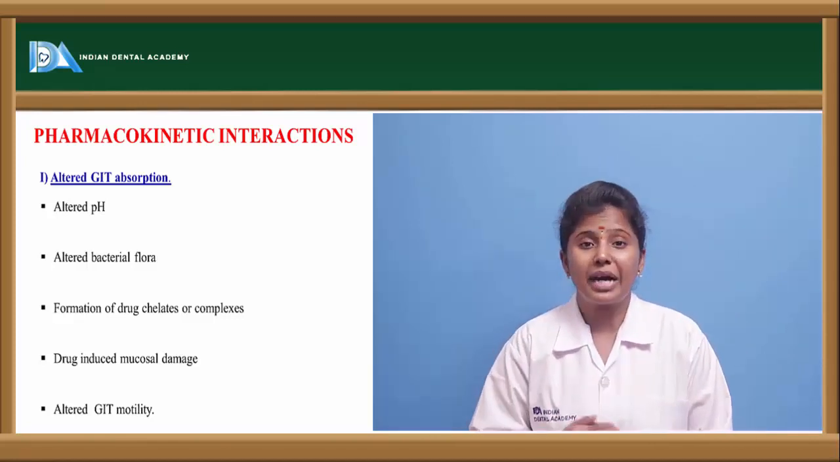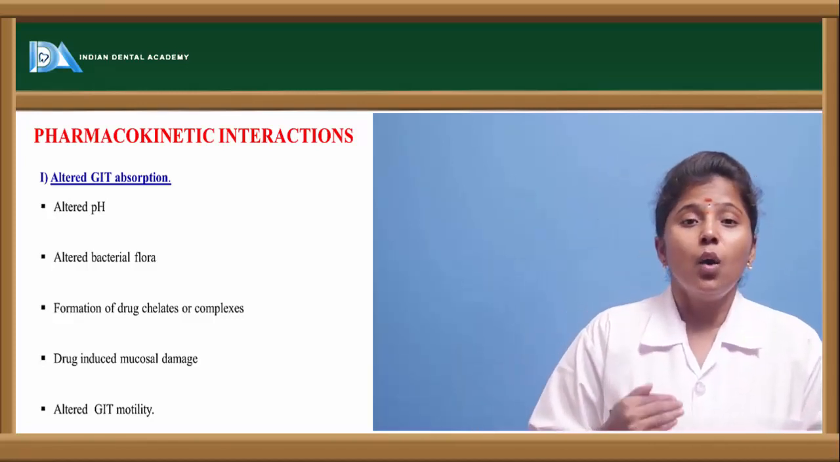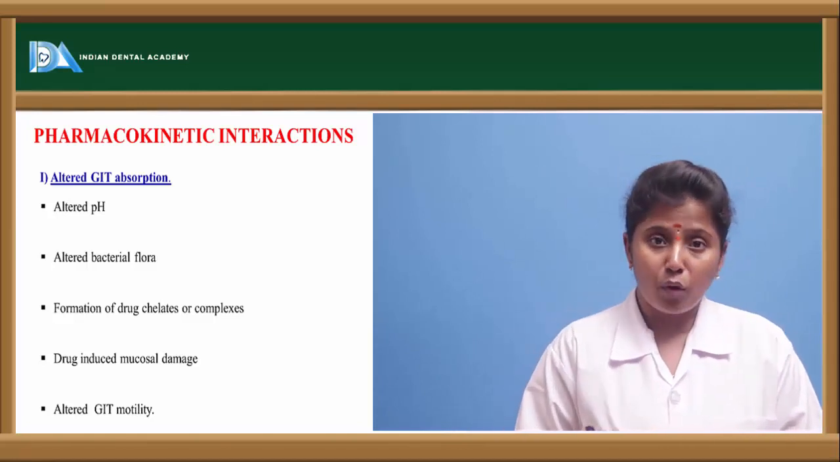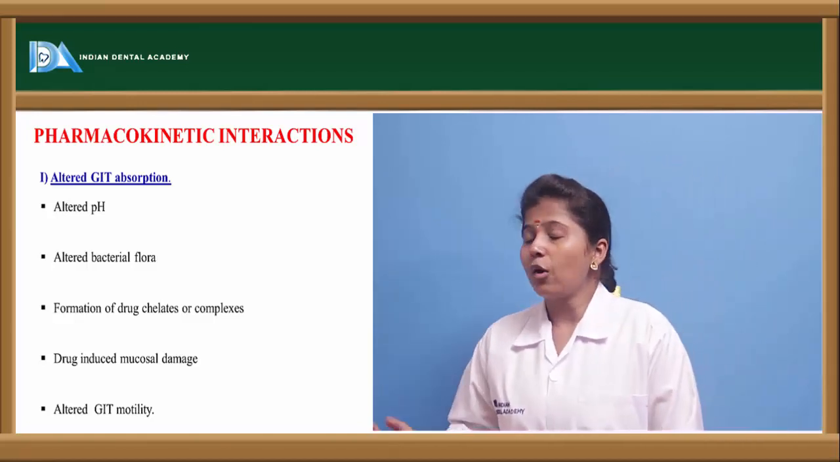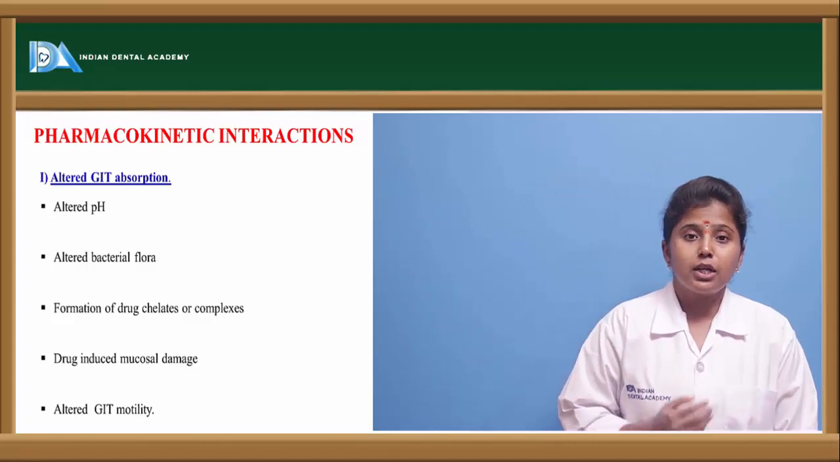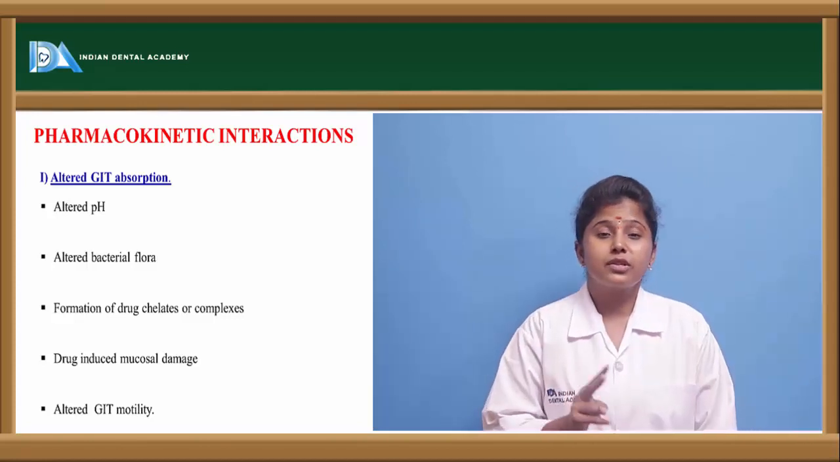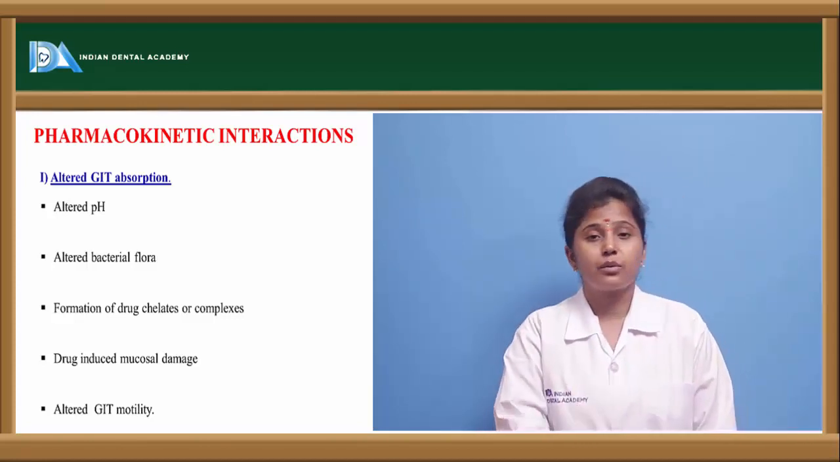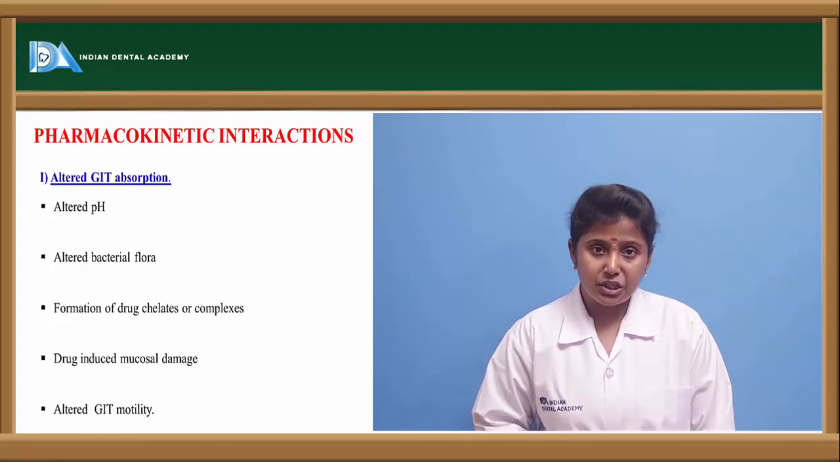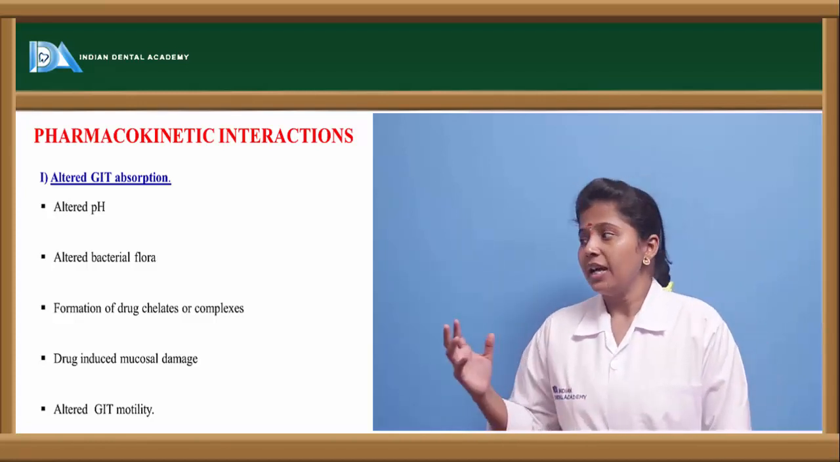So what are pharmacokinetic interactions? In the sense, what is happening to the drug in the body? So if we see, it alters the GIT absorption. So the GIT absorption, because of the drug-drug interaction, if one drug is reacting with the other drug, what happens in the GIT, or what happens to the GIT absorption?